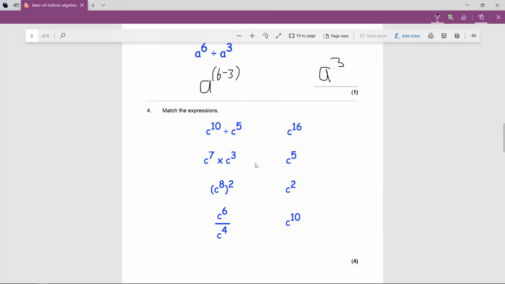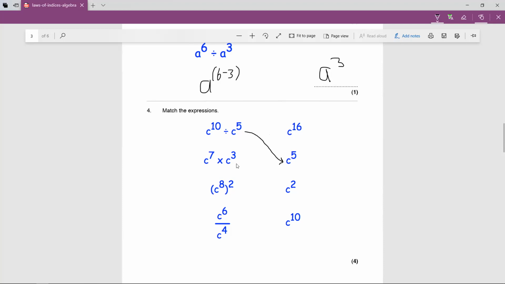Match the expressions. Again, as I said, you can pause the video and test yourself just for a few minutes, and then afterwards you can resume the video and check if you're right. Those are one of the best ways of learning based on the examples that we have done so far. So they're telling us to match the expressions. If you look at expression 1, c power 10 divided by c power 5, we know that the powers will subtract, so we expect a c power 5, because 10 minus 5 is 5. So this one will match to the second one.